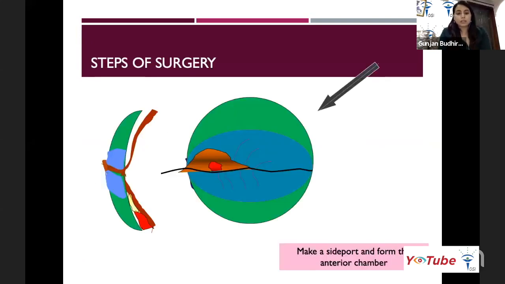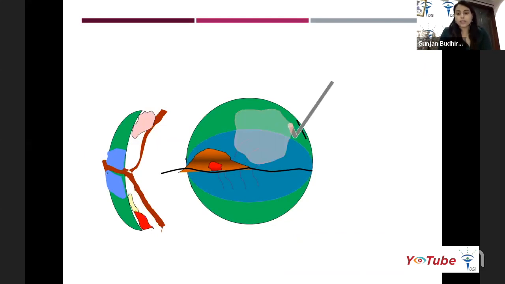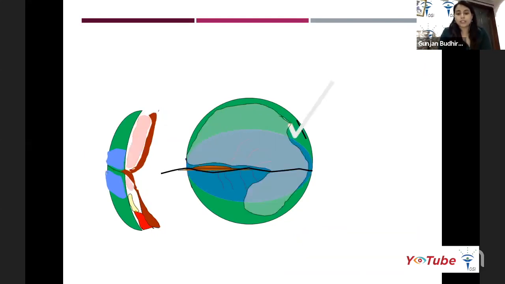So coming to the steps of the surgery, as we can see, there is an iris prolapse here, and what we have to do is make a side port and then form the anterior chamber. Then we have to inject a viscoelastic to form the anterior chamber and possibly get the iris tissue which is viable. I'll be talking about the iris tissue prolapse in a further slide.